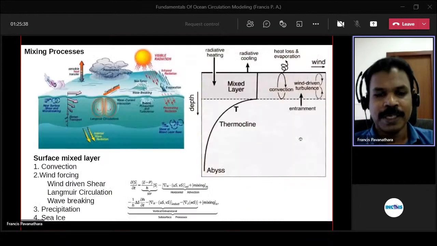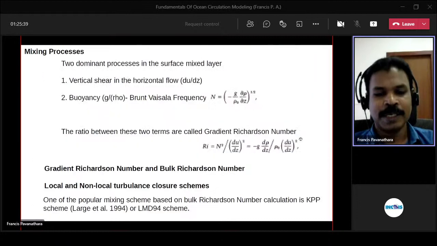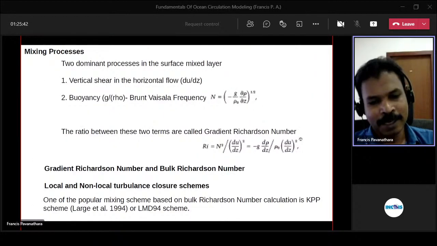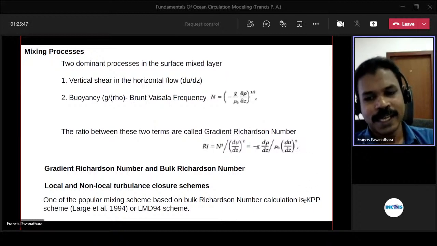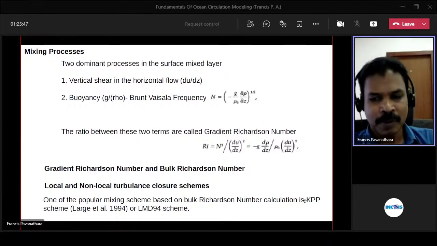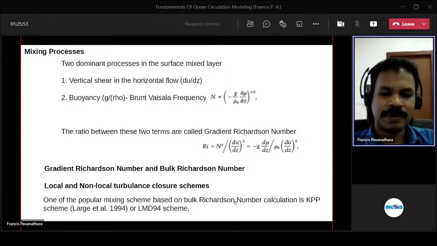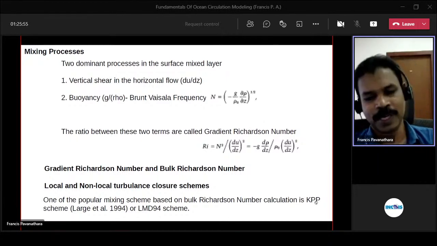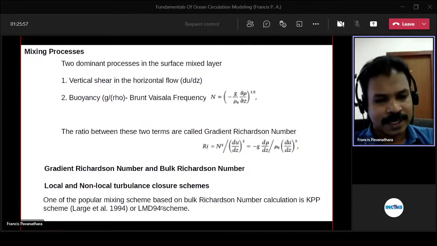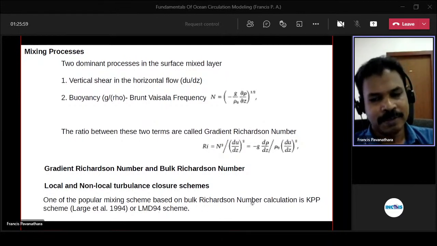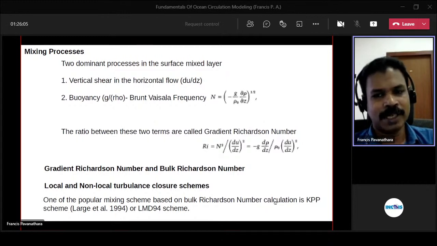So an important mixing scheme... there are different mixing schemes devised for ocean models. I am only discussing the KPP mixing scheme, which is used in most of the ocean models. There are other mixing schemes, like the Mellor-Yamada mixing scheme, and others. But in this one, I'm going to discuss mostly the KPP mixing scheme.